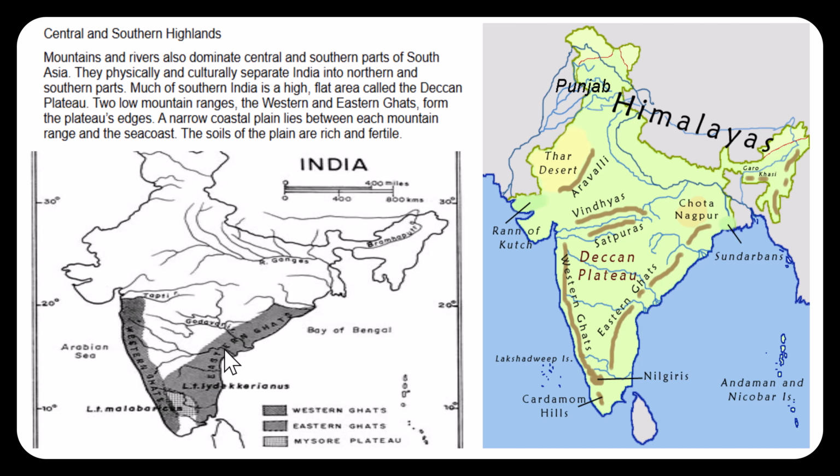A narrow coastal plain lies between each mountain range and the seacoast. The soils of the plain are rich and fertile, and that answers question number 19. What is the soil like in the narrow coastal plains of India? Rich and fertile. And you can see these different maps show basically the same thing, but this one is more colorful than this one.